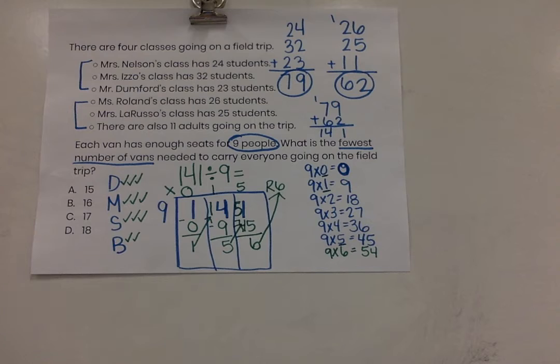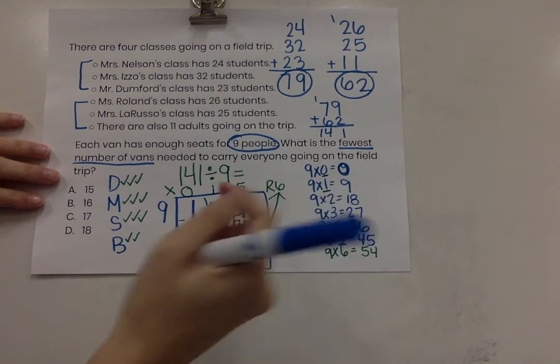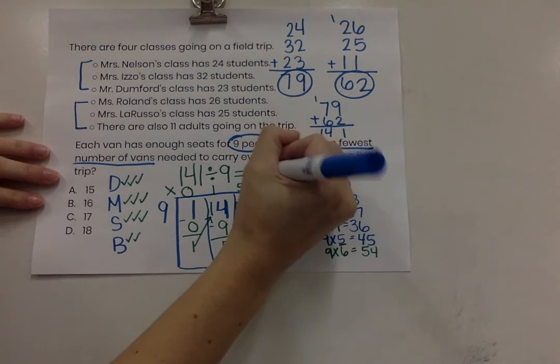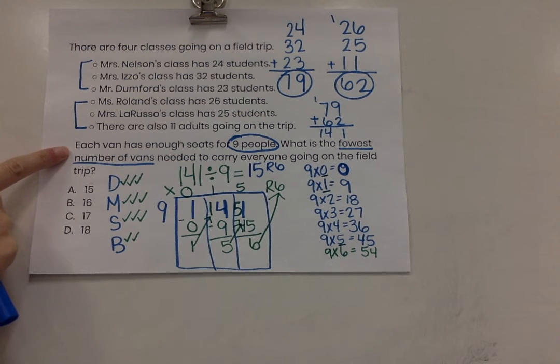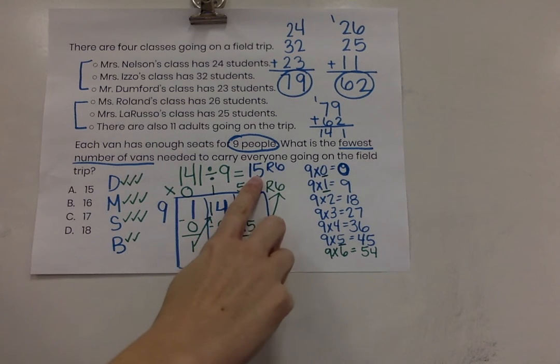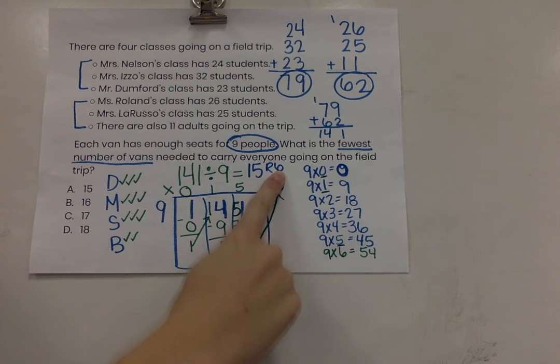141 divided by 9 gives us an answer of 15, remainder 6. Let's look back at our question. Each van has enough seats for 9 people. What is the fewest number of vans needed to carry everyone going on the field trip? Let's think about that. Well, I have 15 completely full vans, and then I have 6 students left over. They're not on a van yet.